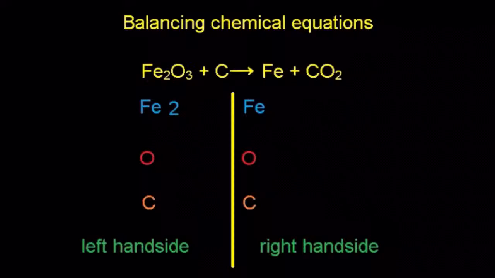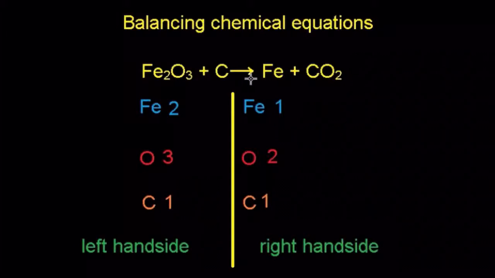In the reactant side, Fe2O3C1. C is 1 because when there is no subscript it means that letter only represents one atom. Then we go to the products side, Fe1, O2 and C1. And now that you're ready you can start the actual balancing.